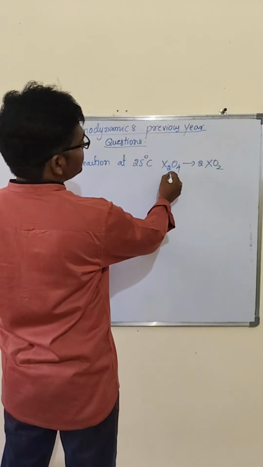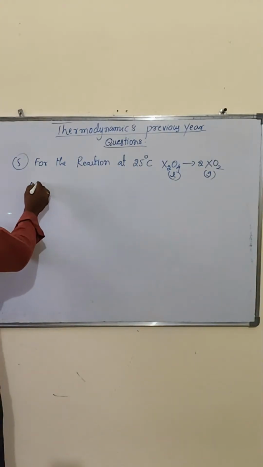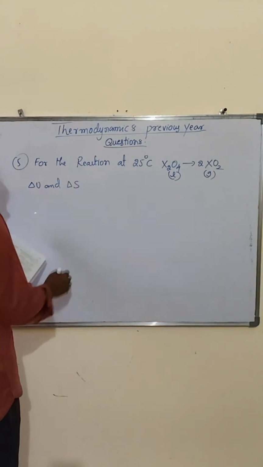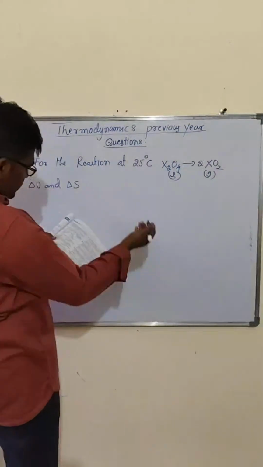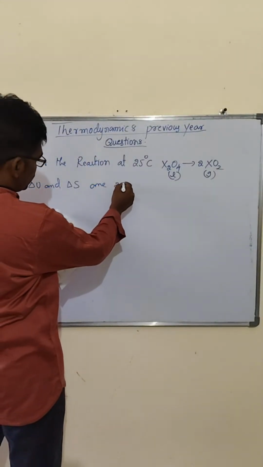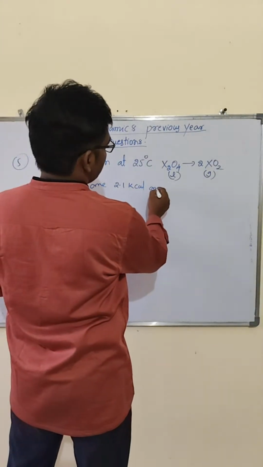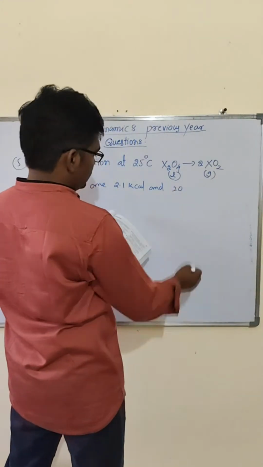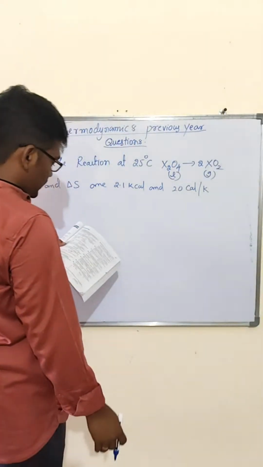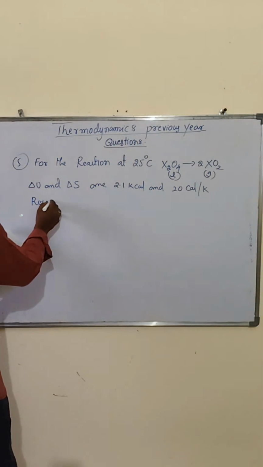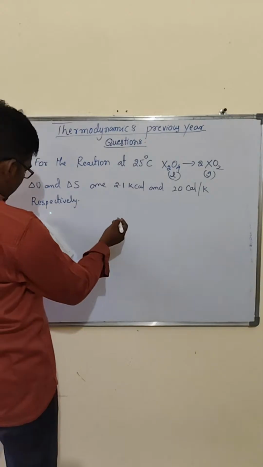Here this is mentioned as a liquid, this is mentioned as a gas, remember. Then delta U and delta S. Delta U, change in the internal energy, delta S, change in the entropy, are 2.1 kilocalories and 20 calories per Kelvin entropy units respectively. What is delta H for the reaction?